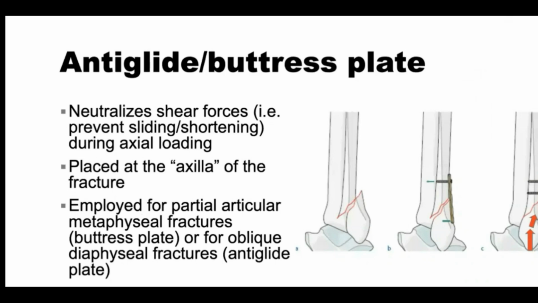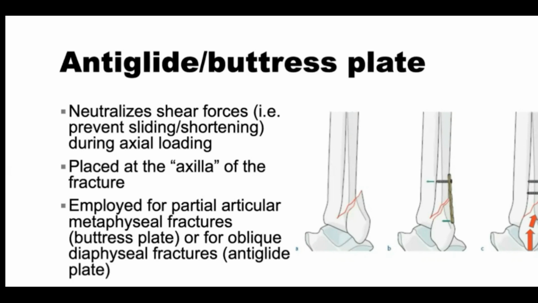So the next plate function we'll talk about is that of an anti-glide or a buttress plate. The purpose of an anti-glide or a buttress plate is to prevent sliding or shortening during axial loading. So the idea is that, and I hesitate to use the word, to say that it neutralizes shear forces. I kind of regret that wording a little bit, because we have a neutralization plate that does something different.